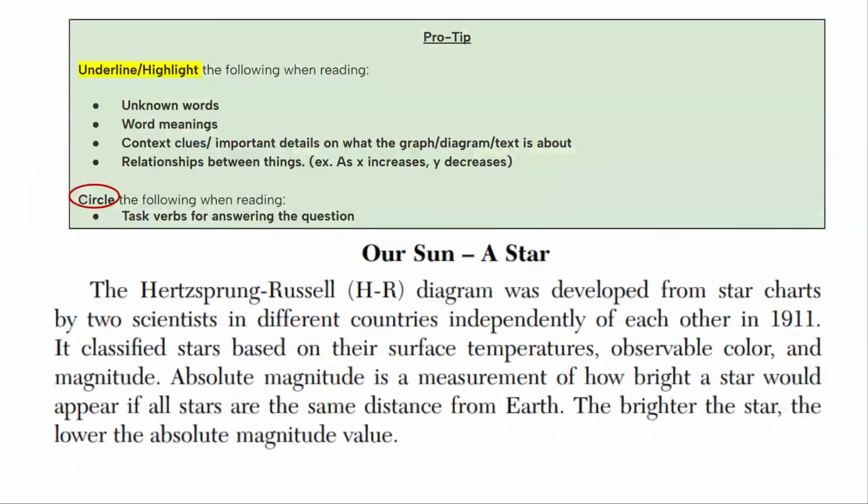So, before we get started, something that you should do every time you're reading through any information they're giving you on this exam is use a pen or pencil to underline or use a highlighter. Every time you're reading, you should highlight or underline any unknown words, word meanings, context clues, or important details on what the graph, diagram, or text is about, and any relationships between things, such as if X increases, Y decreases, and so on.